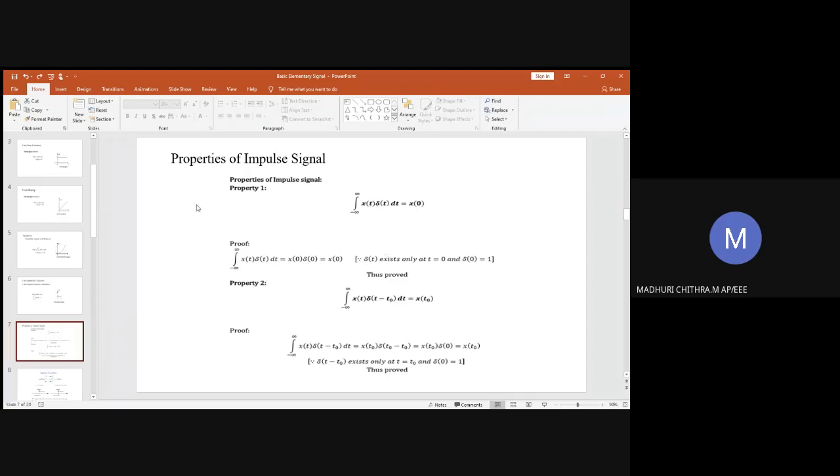Okay, I think we have studied the two properties. The first property is integration from minus infinity to infinity of x of t del of t into dt equal to x of 0. Next property is integration from minus infinity to infinity of x of t del of t minus t naught into dt equal to x of t naught. Okay, that's it.